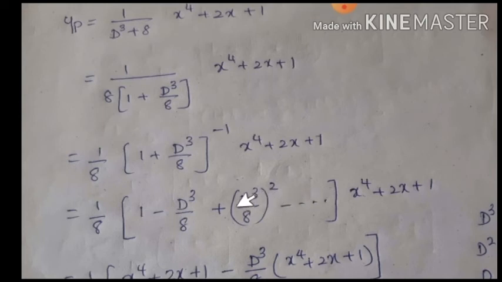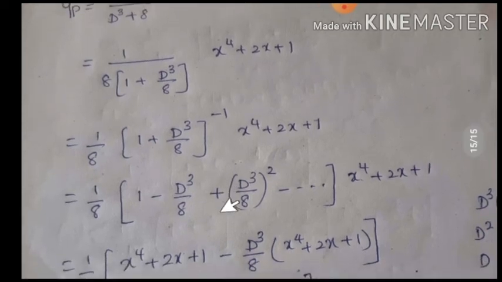I realized that here the power of D is 6, but the highest power of the polynomial is 4. So the derivative of this polynomial you are going to get 0. So till D cube only is sufficient for us to find the particular integral. Now what is the step? Multiply this polynomial with the first term, 1 into this 3 terms. So you get x to the power of 4 plus 2x plus 1. Next, minus D cube by 8 into that polynomial term.